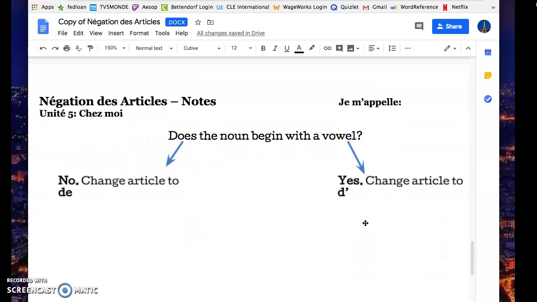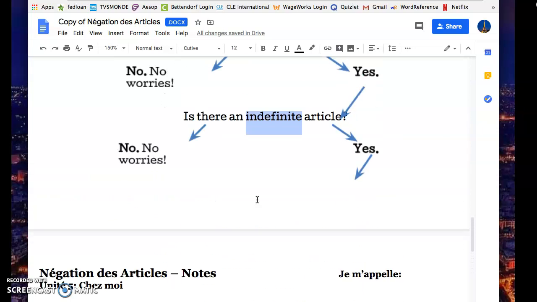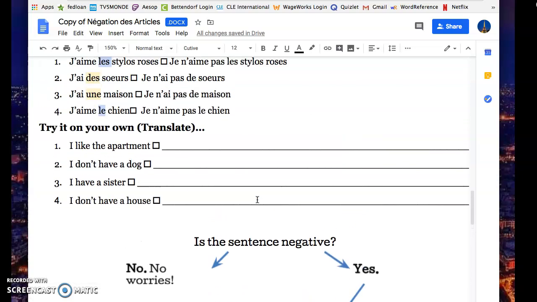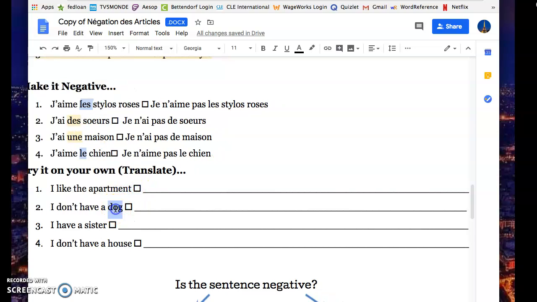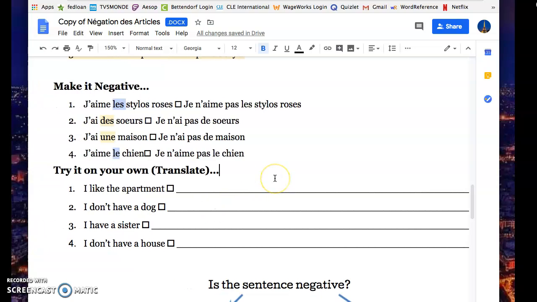Does the noun begin with a vowel? If it does, you can change to D apostrophe. If the noun does not begin with a vowel, you're going to put DE. Okay? And the nouns in each of these sentences that we had been working on are like pens, sisters, house, dog, apartment, dog, sister, house. It's the same ones. Okay.